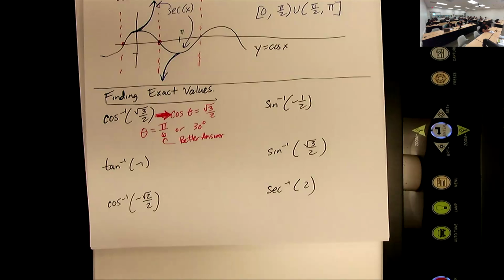You memorize the values, it's faster than a calculator. You will always beat someone with a calculator. It takes a while to type in cosine inverse of square root of 3 over 2.